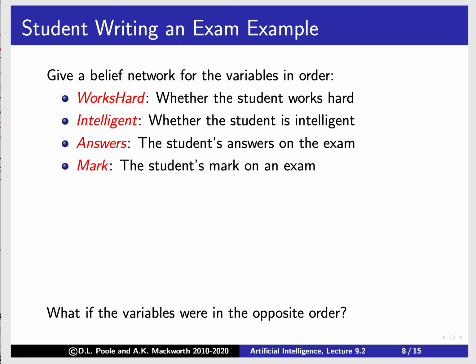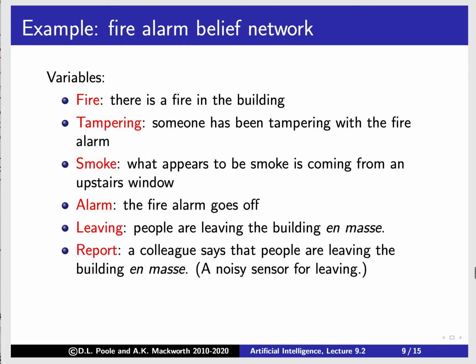Now you think about what happens if the variables were in the opposite order, and it turns out that you get a different network. So here's an example of what we did.